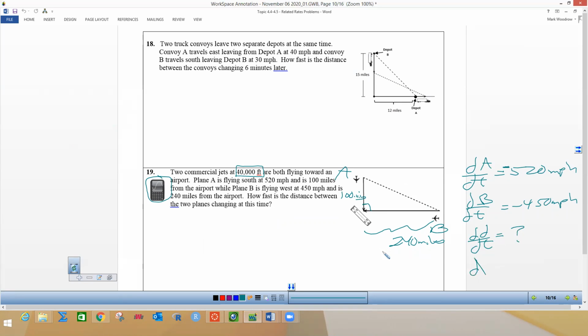I guess we'll call this B. We'll say B is 240 miles out. A is this. We'll call this C for Pythagorean theorem. So we are looking for dC/dt. So this is very similar, except it's a little easier because we're not talking 6 minutes later. We don't have to do any of that messing with the time because we're talking right at this instant.